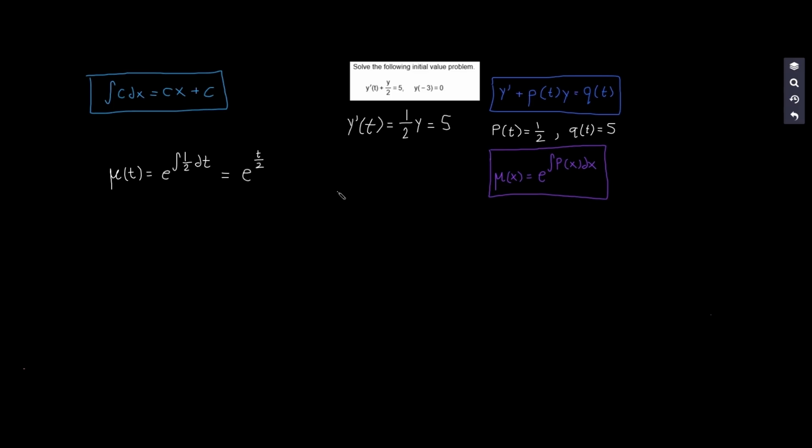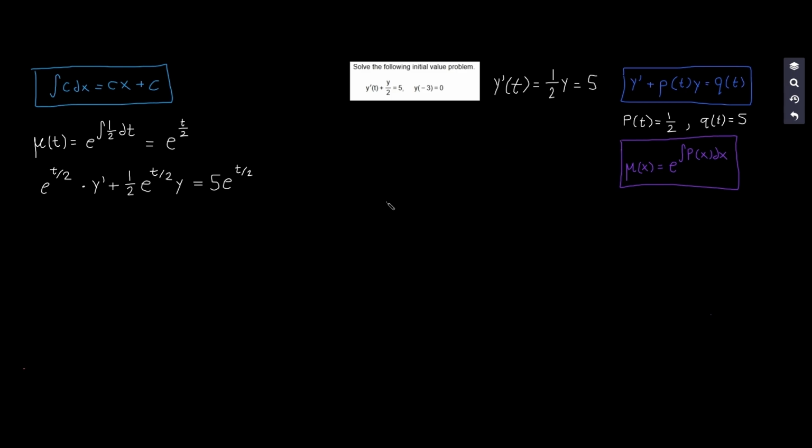What we must do now is multiply the whole equation by the integrating factor. We need to multiply both sides of y prime plus 1/2 times y equals 5 by Euler's number raised to the power of t over 2. Upon doing that, we're going to find that the right side is going to be 5 times Euler's number raised to the power of t over 2. The left side is now the derivative of a product. Let's proceed by integrating both sides.